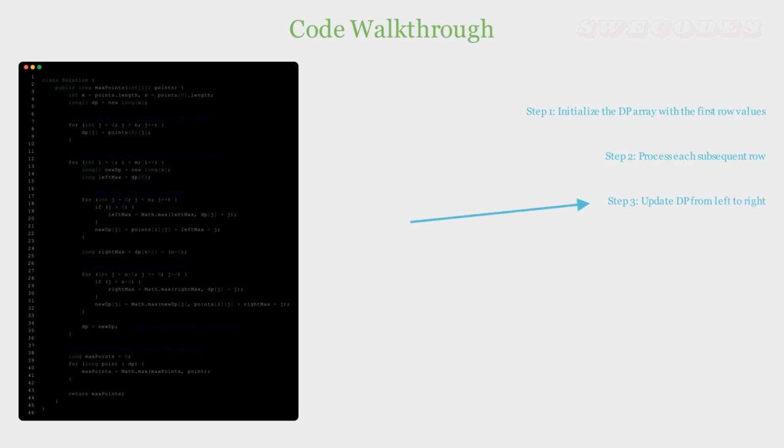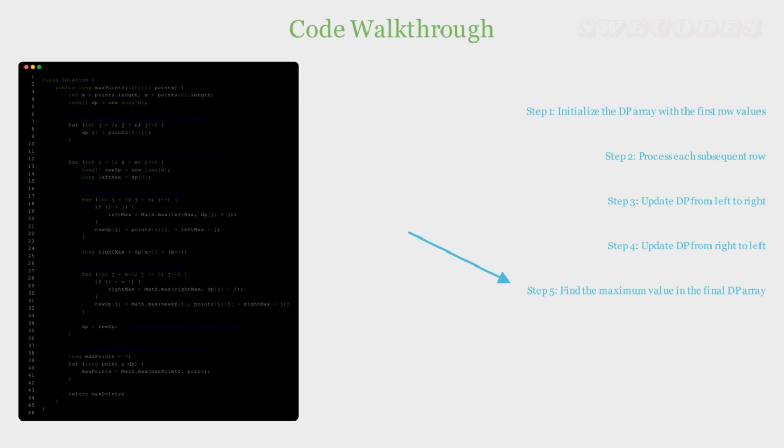We keep track of the maximum value we can achieve as we move across the row, considering the points from the current cell and the best path from the previous row. Step 4 is similar, but we update from right to left. This two-way pass ensures we consider all possible paths to each cell, guaranteeing we find the optimal solution. Finally, in step 5, we find the maximum value in our DP array. This gives us the highest possible score we can achieve by selecting one cell from each row.